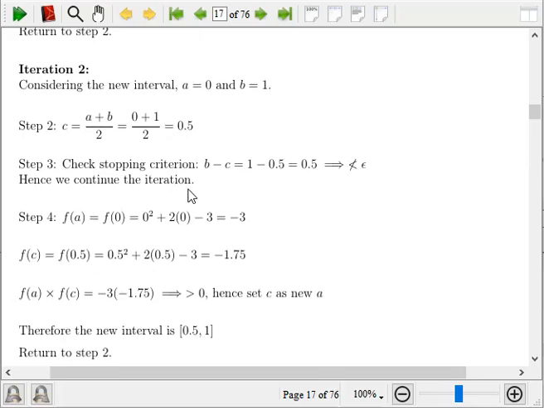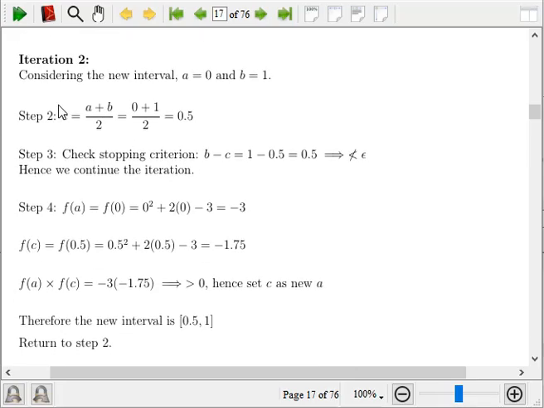So for iteration 2, as you can see here, this is a and this is b. We go over again, we want to find c. This plus that over 2, that's 0.5.